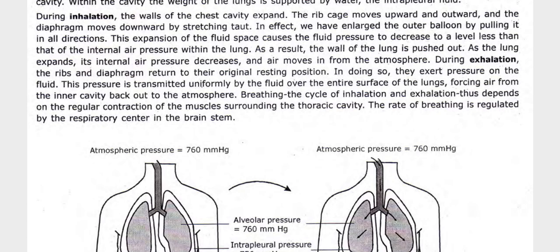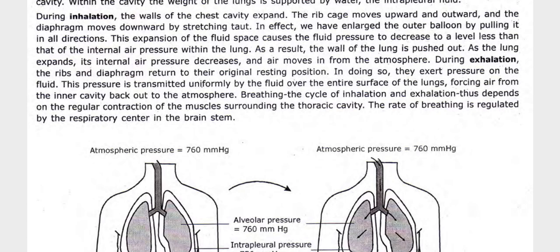During exhalation, the ribs and diaphragm return to their original resting position. In doing so, they exert pressure on the fluid. This pressure is transmitted uniformly by the fluid over the entire surface of the lungs, forcing air from the internal cavity back out to the atmosphere.